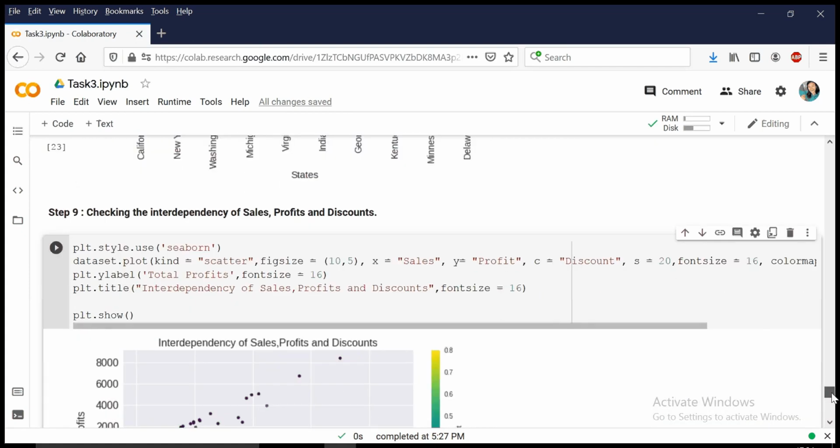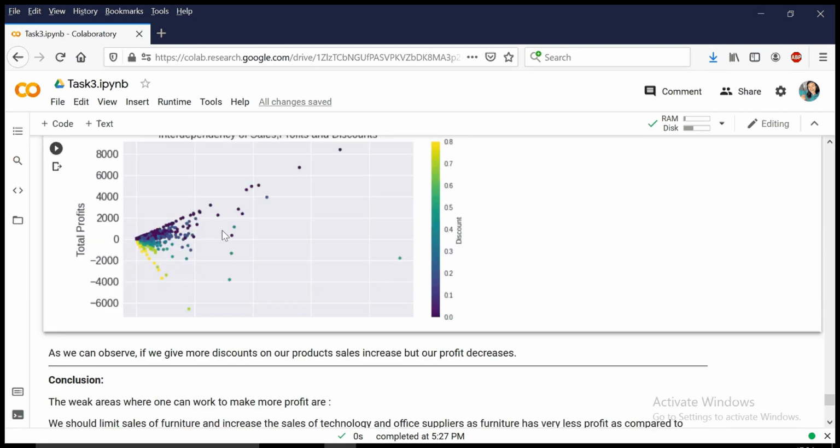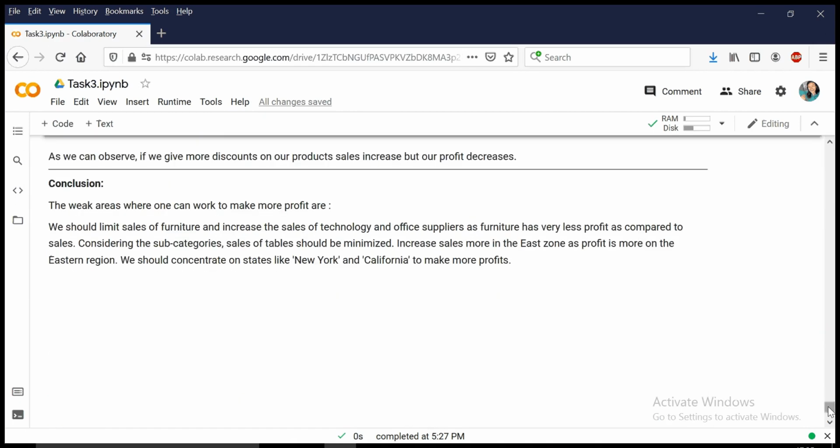And now we're going to check the interdependency of sales, profit and discounts. So we can observe here that if we give more discount on a product, sales increase, but our profit decreases. So from here what can we conclude? The weak areas where one can work to make more profit are: we should limit sales of furniture and increase the sales of technology and office supplies, as furniture has very little profit as compared to sales.